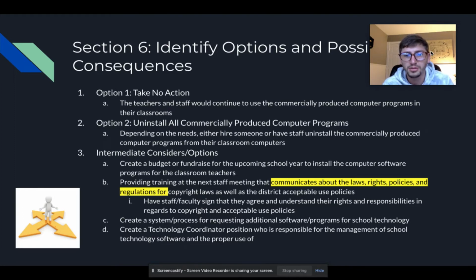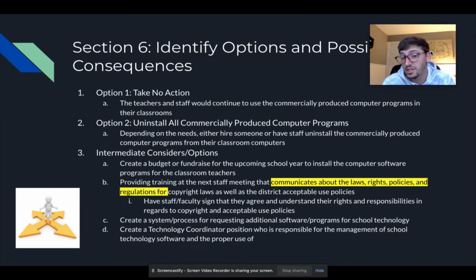The intermediate options that I would consider would be to create a budget or fundraise for the upcoming school year to install the computer software programs for the classroom teachers. I would also provide training at the next staff meeting that communicates about the laws, rights, policies, and regulations for copyright laws, as well as the district's acceptable use policies. Another step that I would take following that training would be to have the staff and faculty sign that they agree and understand their rights and responsibilities in regards to copyright and acceptable use policies.